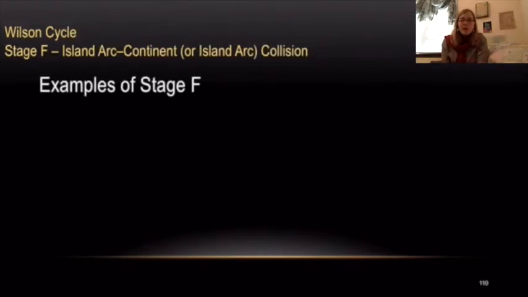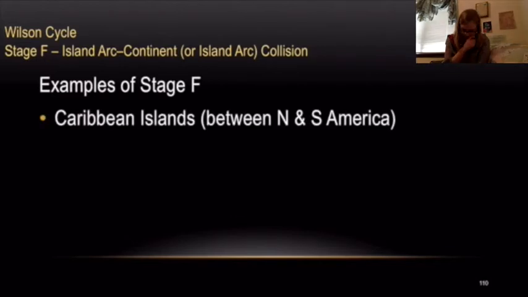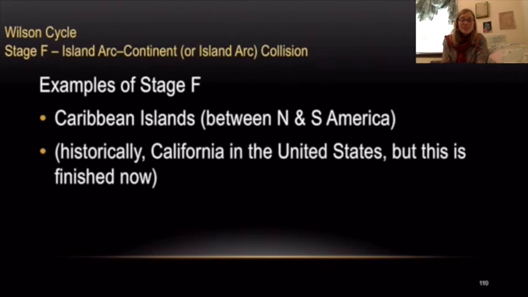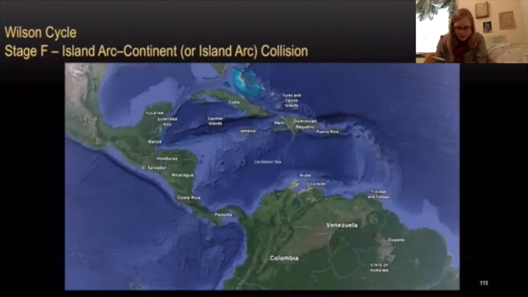Where do we see stage F happening on the planet? Main location that we can see right now is the Caribbean islands. It's actually really hard to see, but it's happening. Historically, the entire state of California is made of island arcs that accreted themselves to the western side of the United States, which makes for some really cool rocks and geology. It's a cool place to do my internship, but that's not happening anymore. No more accretion of island arcs onto California. That's all done. So this is where it's happening.